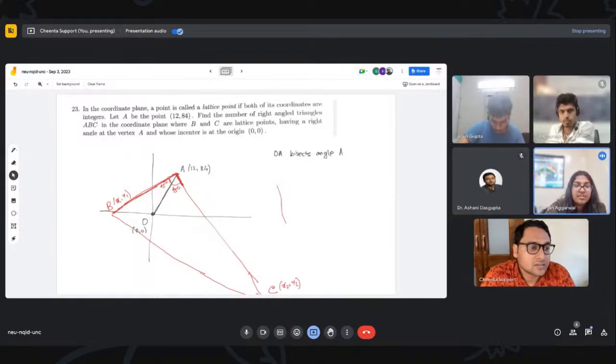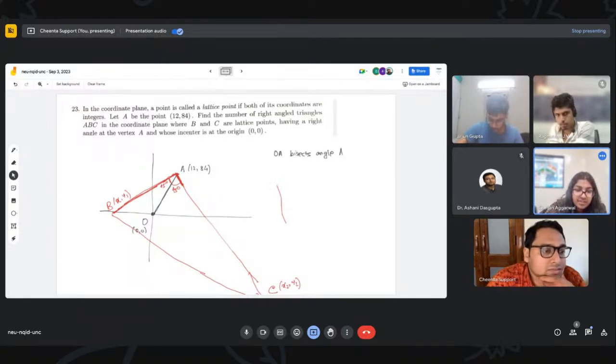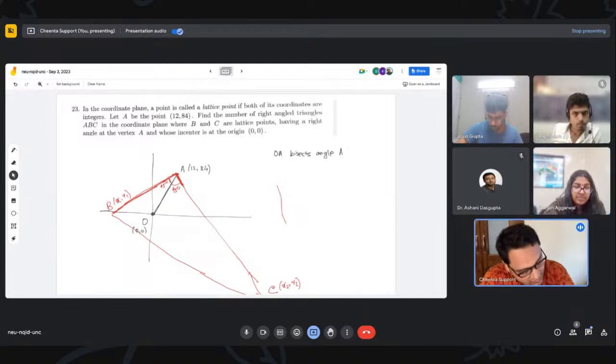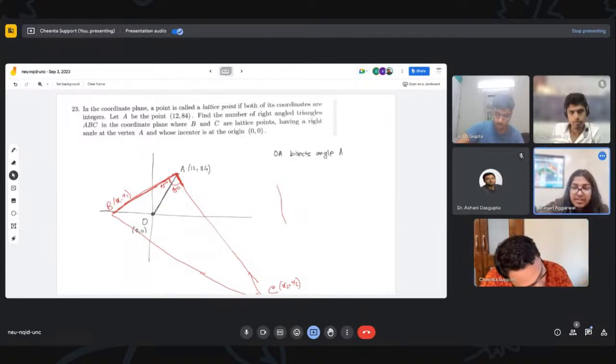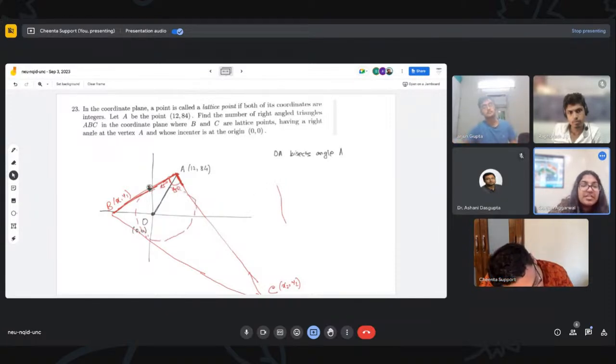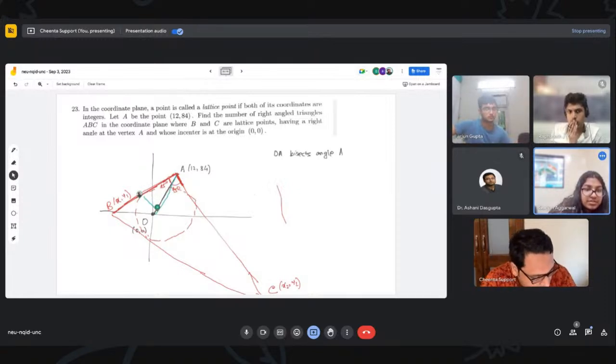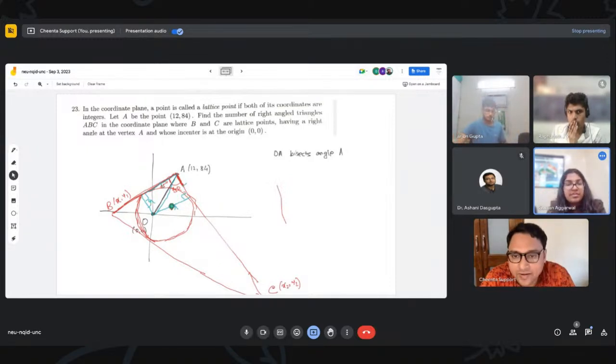Since O is the incenter, we know it's the center of the incircle. The radius will be perpendicular to the sides, right? Correct. And since these two tangents are equal, this has to form a square. This is a square. Yes.